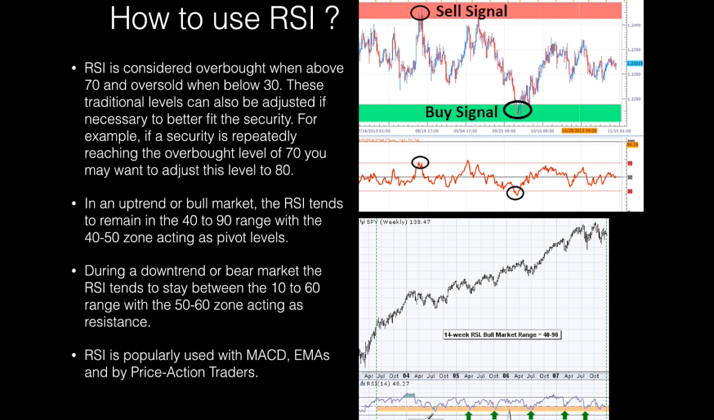For example, if a security is repeatedly touching overbought levels of 70, you may want to adjust this level to 80. In an uptrend or bull market, the RSI tends to remain in the range of 40 to 90 with 40 to 50 zone acting as pivot levels. During a downtrend or bear market, the RSI tends to stay between the 10 to 60 range with 50 to 60 zone acting as pivot or resistance in this case. RSI is popularly used with MACD, EMAs and by price action traders.